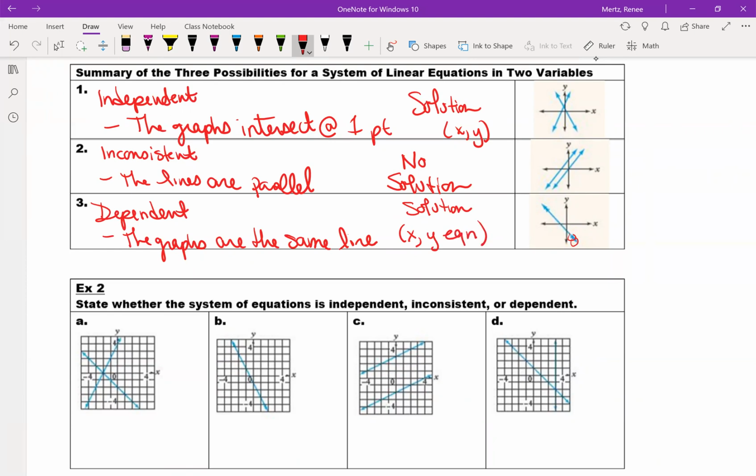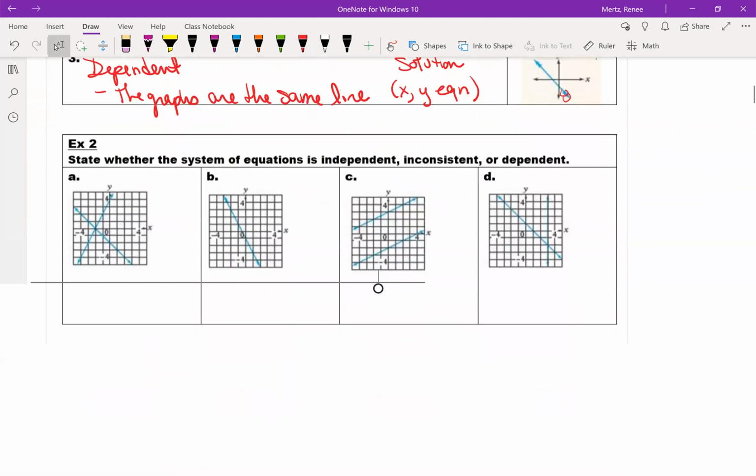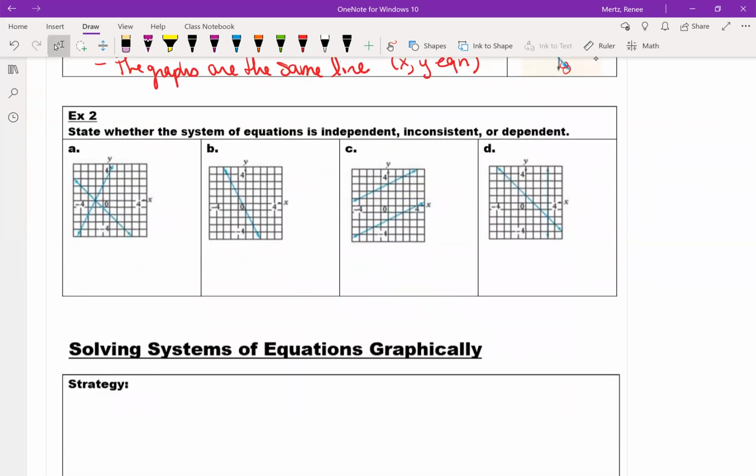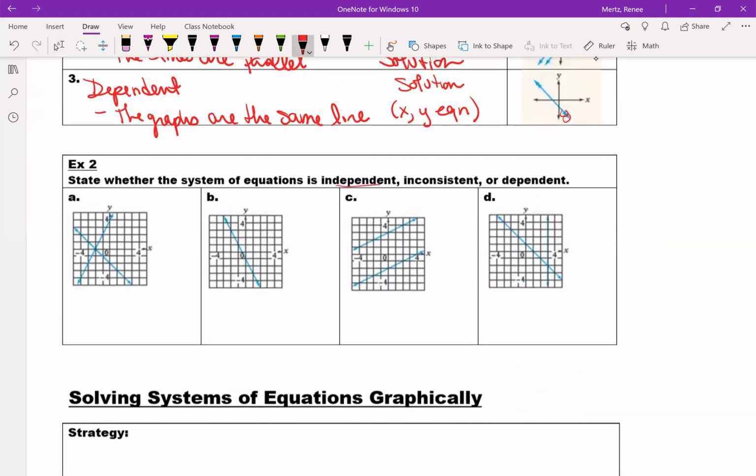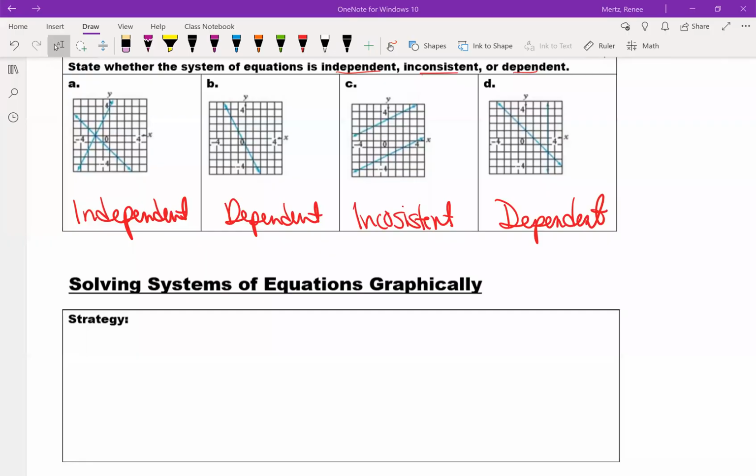All right, hit pause, go through the lines for example 2 and label them independent, inconsistent, or dependent. All right, so check over your answers. For A, I have independent. For B, dependent. C, inconsistent. And D, dependent.